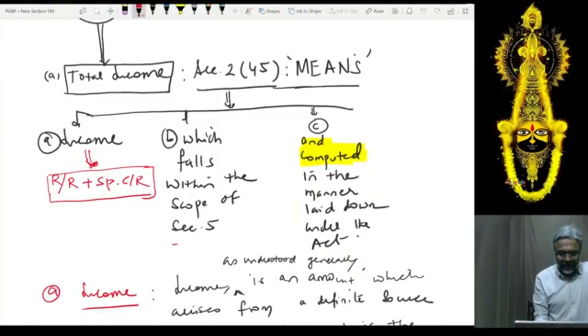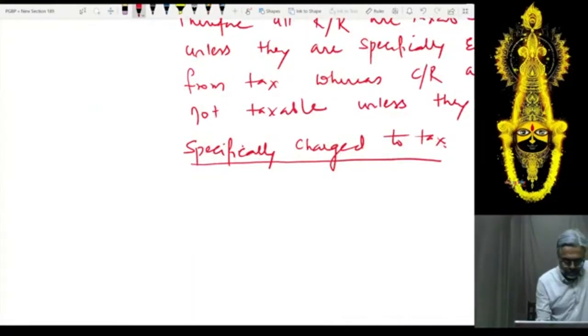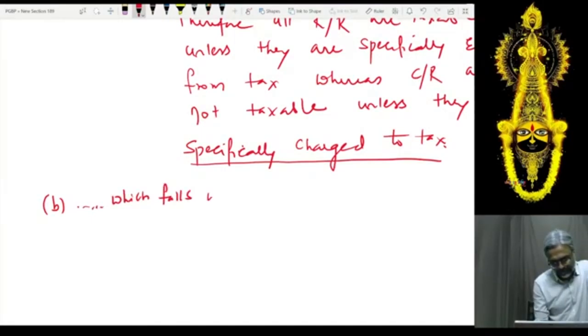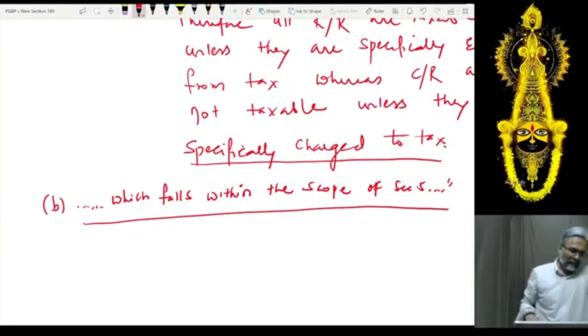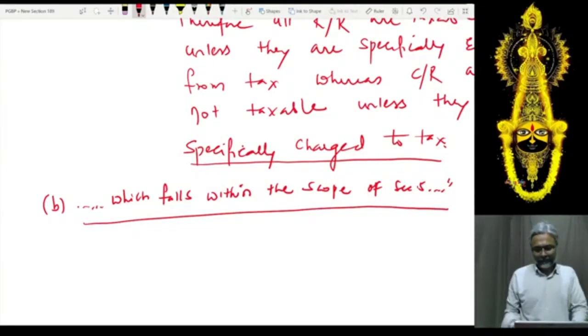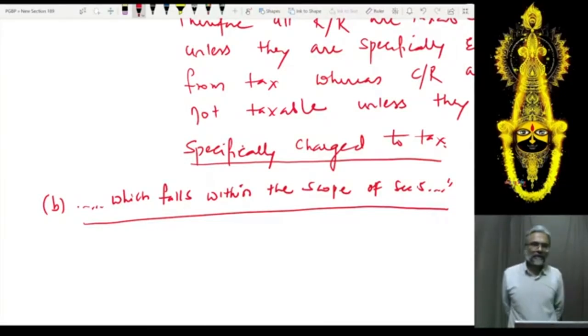Now students, we come to our next part, which is B: income which falls within the scope of section 5. Now students, this particular section is the most important discussion that we are now going to have. When we say income which falls within the scope of section 5, this will be one of the most important discussions, students, that we are going to have.